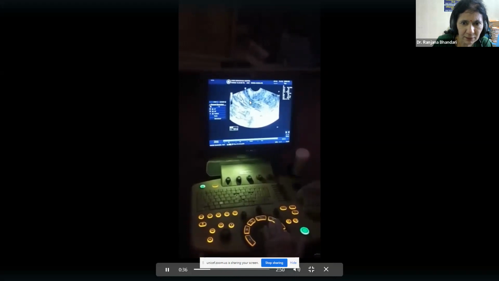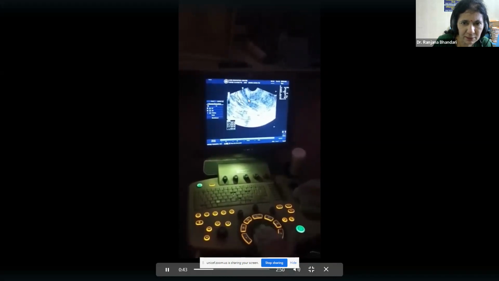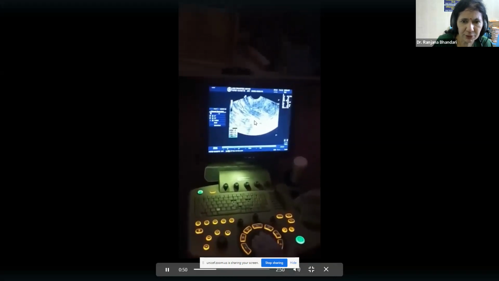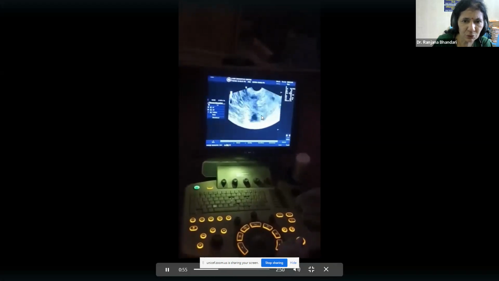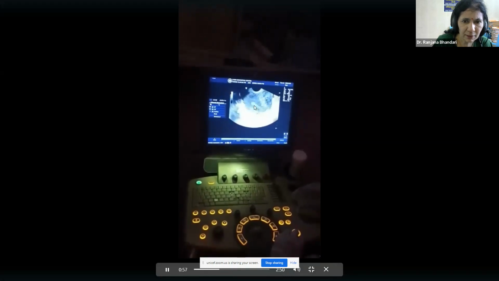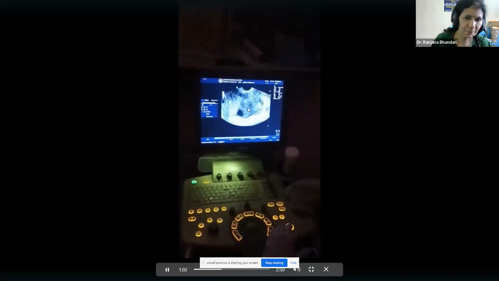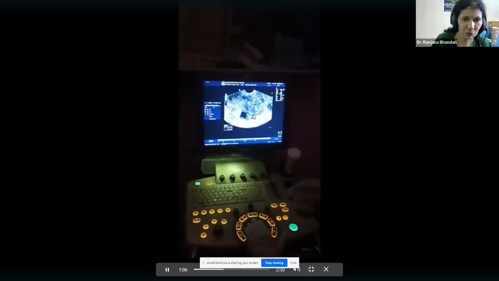Then I am measuring the cavity length from the fundal tip to the internal os, and separately the cervical length. Again, I will measure the anterior-posterior, then I do the transverse. To make it transverse is slightly difficult, but by doing it every day, you will be able to do it. And this is a transverse.